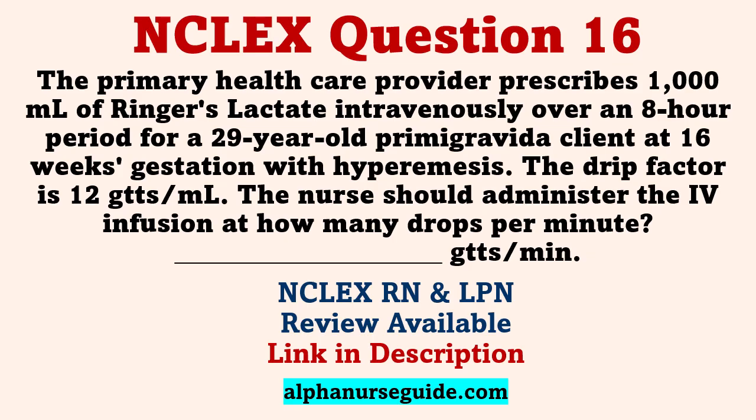The correct answer is 25 drops per minute. The formula is set up as 12 drops over 1 milliliter times 1,000 milliliters over 8 hours times 1 hour over 60 minutes. You multiply everything and you get 12,000 over 480. You divide 12,000 by 480, and you get 25 drops per minute.